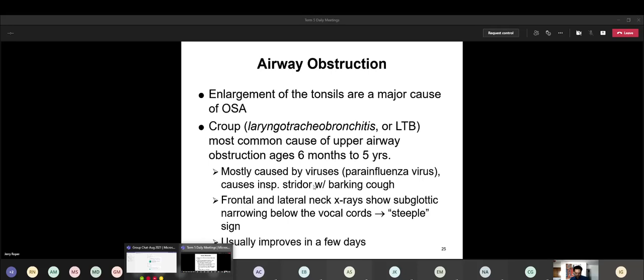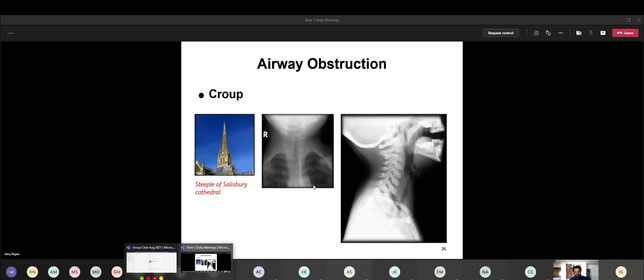And the body can usually take care of it. And on X-ray, they don't necessarily have to always do the lateral neck, because this image right here is our true lateral neck film technique.